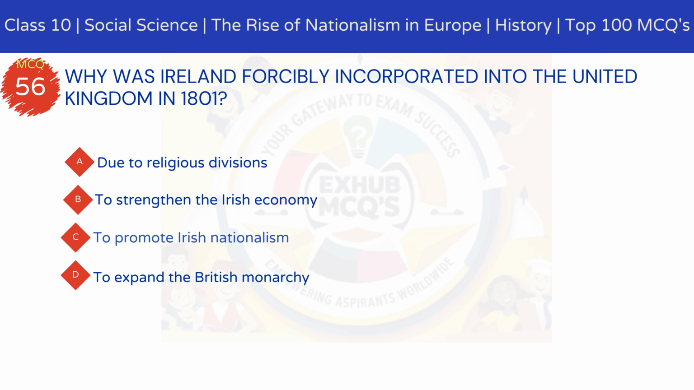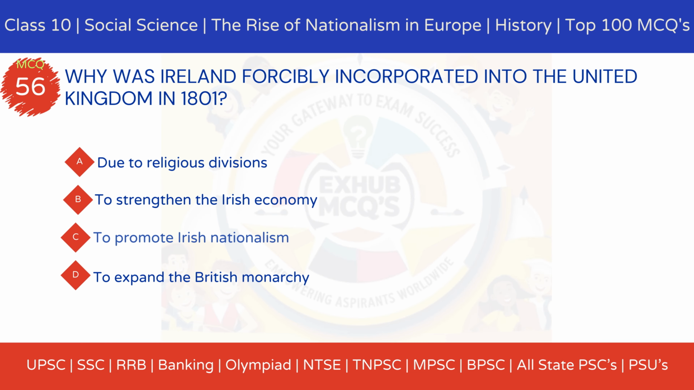MCQ 56. Why was Ireland forcibly incorporated into the United Kingdom in 1801? Option A, due to religious divisions. Option B, to strengthen the Irish economy. Option C, to promote Irish nationalism. Option D, to expand the British monarchy.